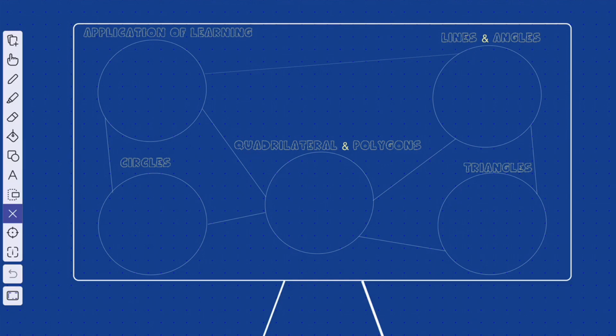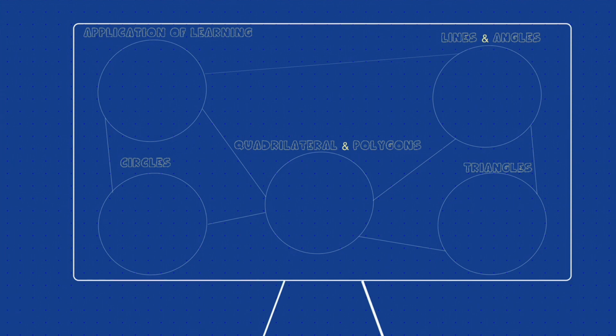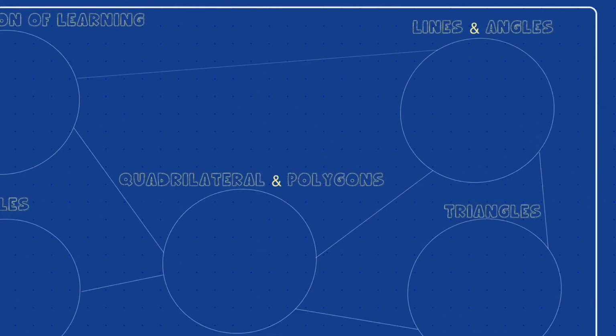So today we start with geometry. We'll divide the topic of geometry into 5 topics. First we'll start with a basic topic of understanding lines and angles. Then we'll move on to triangles, then quadrilaterals and polygons, then circles, and then application of learning. Application of learning will include problems which are a mix of circles, quadrilaterals, lines, angles, and triangles.